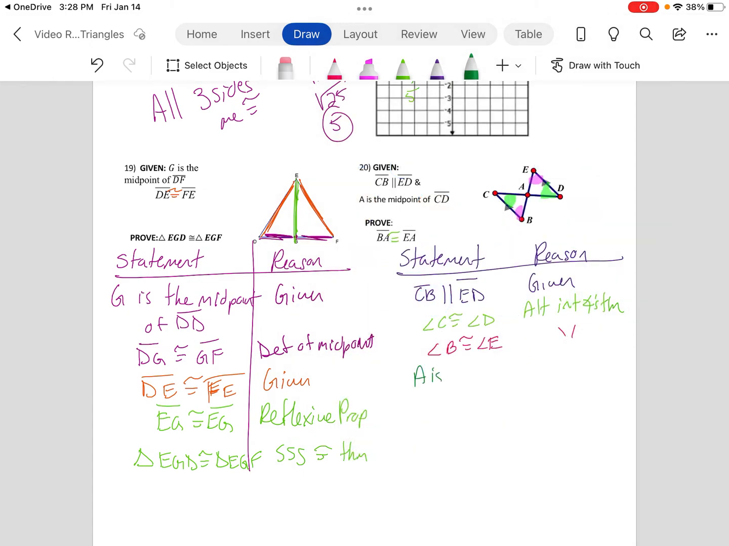My next given is A is the midpoint of CD. That's given to me. What can I conclude from that? If A is the midpoint of CD, then I know AC and AD must be congruent. So AC is congruent to AD. Definition of midpoint.